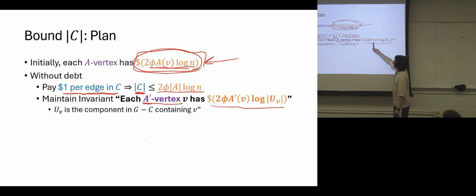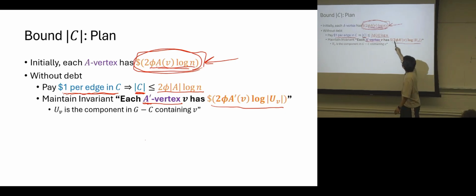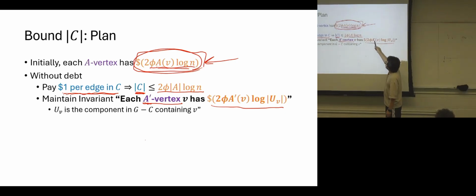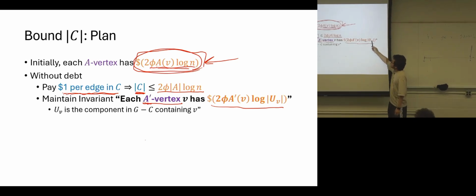Which kind of makes sense. This is just kind of the same thing here, but just make A to be A prime. And the log factor here also makes sense because you just want it to get a log factor of the size of the component that contains the node V.